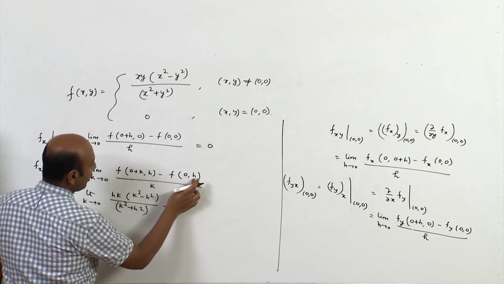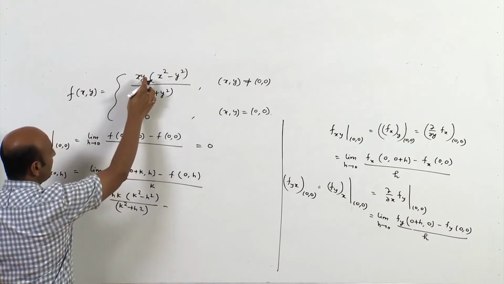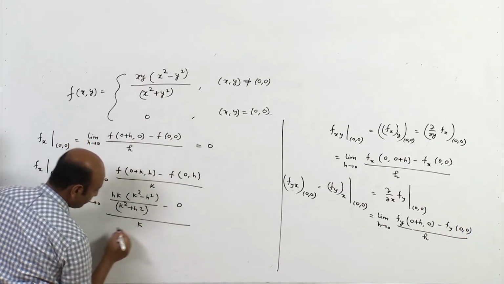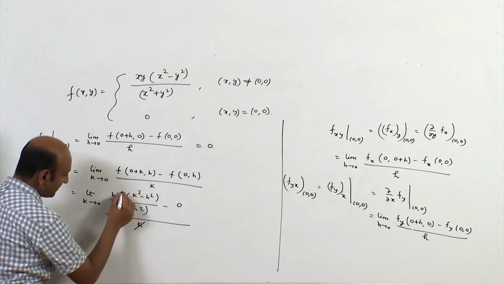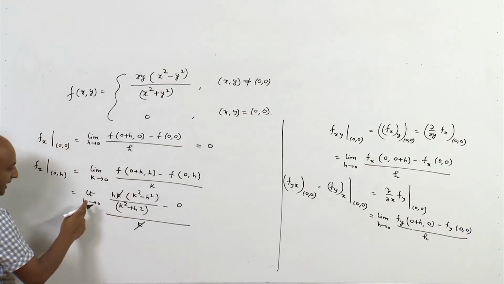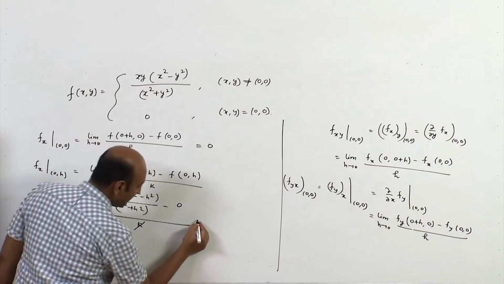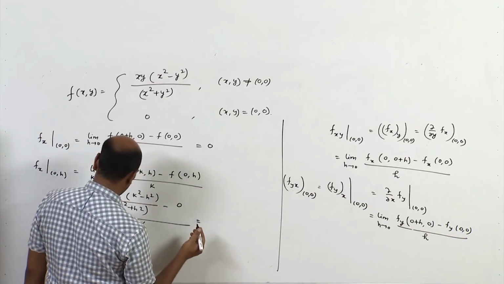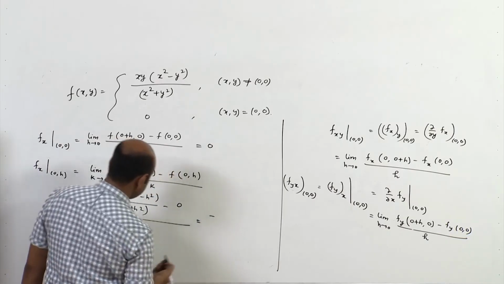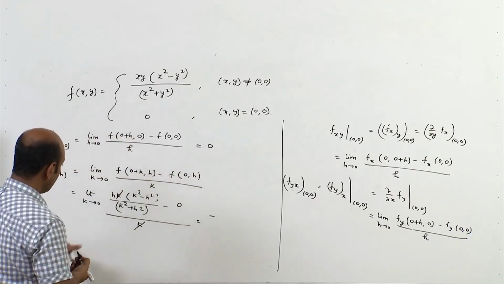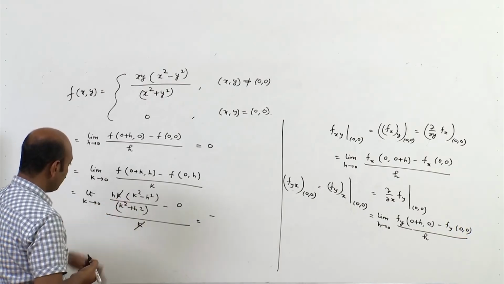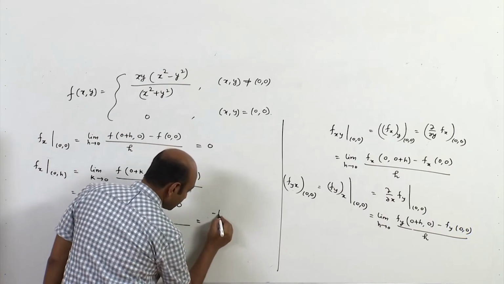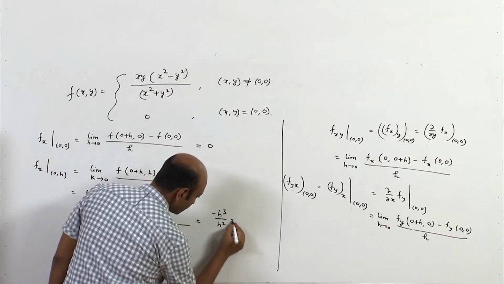minus f(0, h), which is when you substitute x as 0, y as h. So it is 0, all divided by k. So this k will cancel with this k, and when you take k tending to 0, it is minus h³ upon h², which is minus h.